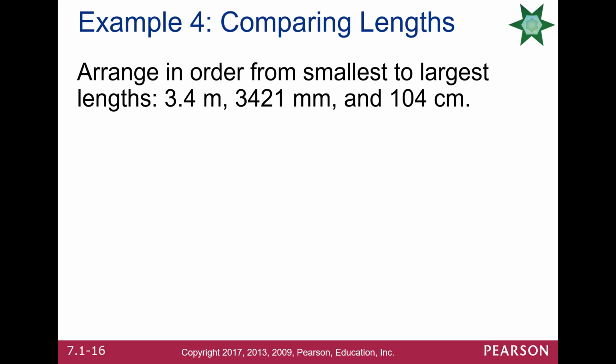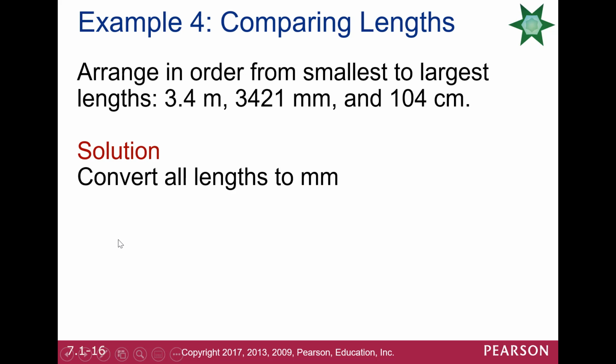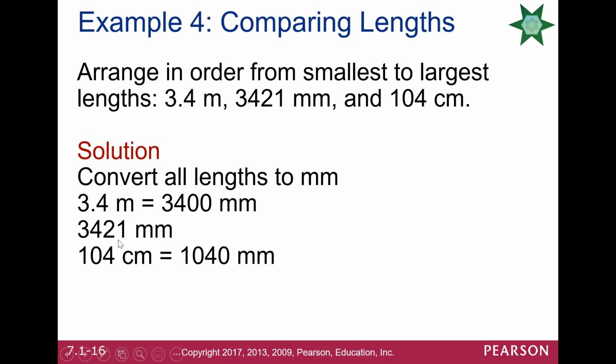You may encounter some homework questions that ask you to arrange in order from smallest to largest. First, put them all in terms of the same unit. Currently, we have meters, millimeters, and centimeters. You're going to need to put them all into the same unit. In this particular case, we chose to convert them all to millimeters. Then, it's easy to compare. 104 centimeters is less than 3,400, or 3.4 meters, is less than 3,421 millimeters.